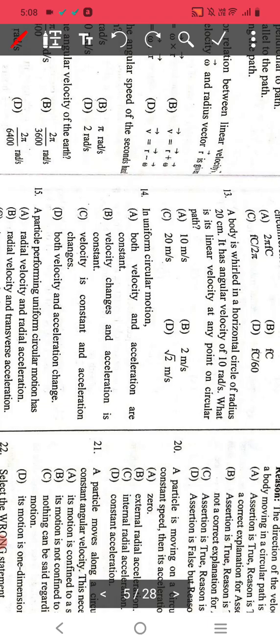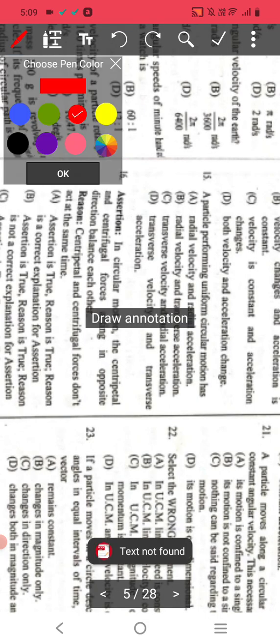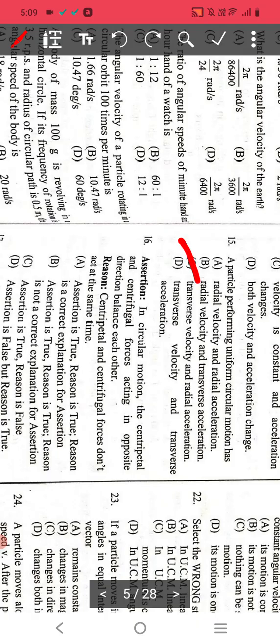Next, question number 15. A particle performing uniform circular motion has radial velocity and radial acceleration, radial velocity and transverse acceleration, or transverse velocity and radial acceleration. Transverse velocity means, this is the radius, and this is the transverse velocity. And radial acceleration is towards the center. So transverse velocity and radial acceleration, that is the correct answer. Option C is the correct answer.